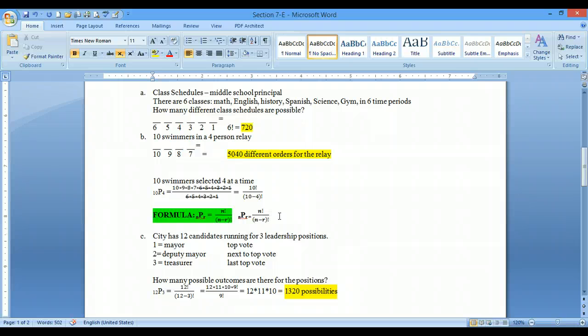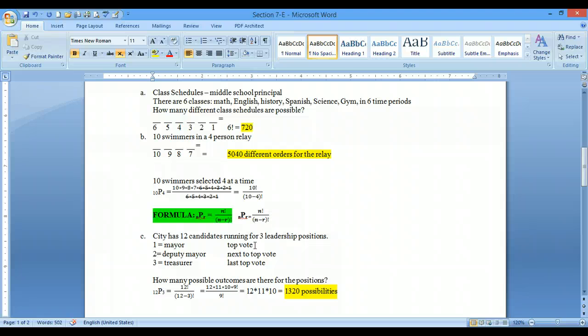The city has 12 candidates running for 3 leadership positions: mayor, deputy mayor, and treasurer. The top vote of these 12 candidates will be mayor, the next top vote will be deputy mayor, and the next would be treasurer. Now this again, order matters because the person who gets the top vote can't get the top vote and the next top vote. That doesn't make sense. So order matters because the mayor gets the first, the deputy the second, and the treasurer the third. How many possible outcomes are there for these positions?